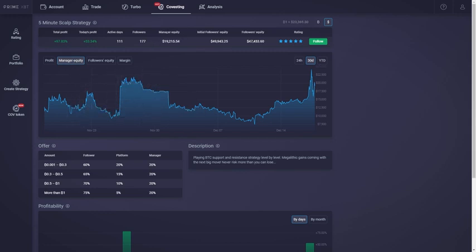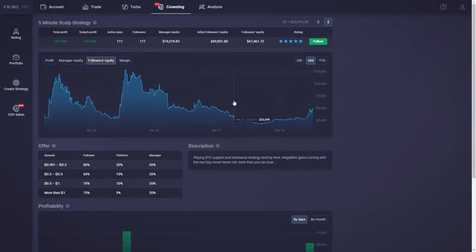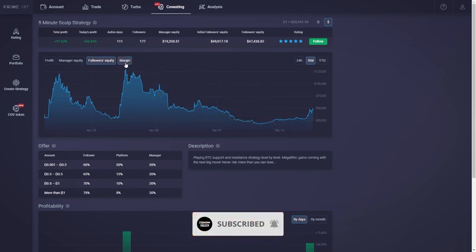As I said, you can also check right there, manager equity, and it will show you the most recent equity that this trader has been trading with. Also, followers equity, you can see that the followers equity actually has been decreasing for a couple of days right now. Also, a metric that you can pay attention to is the margin.